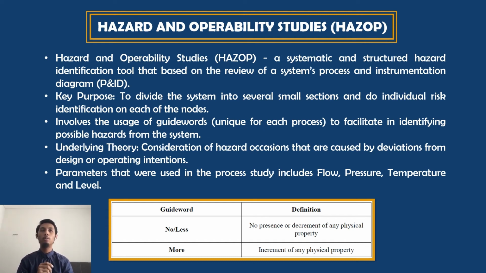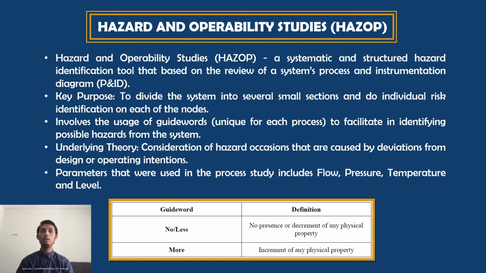How HAZOP is conducted is, first we have to divide the P&ID into smaller sections, which we call nodes. We can divide the nodes according to the unit operations. HAZOP also involves guide words, and we use the guide words to assist in the HAZOP process.